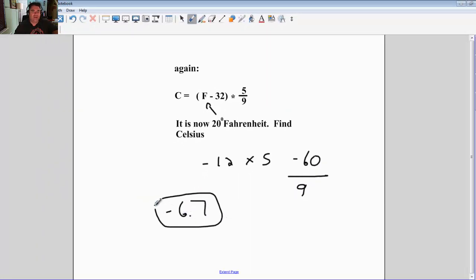Now you're like, wait a minute, how can that be negative? Well, you have to understand that in a Fahrenheit scale, freezing point's at 32. But in the Celsius scale, freezing is 0. So since this is 20 degrees Fahrenheit, it's way down here, it's going to be negative Celsius, and that's why.